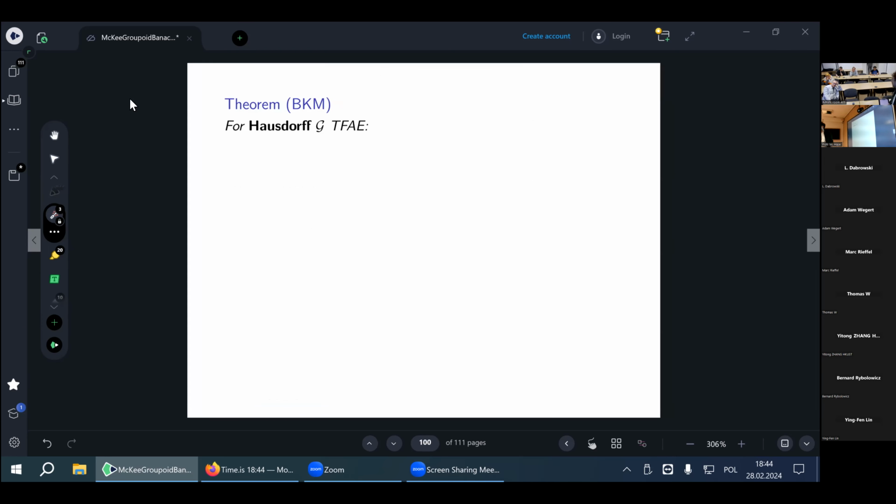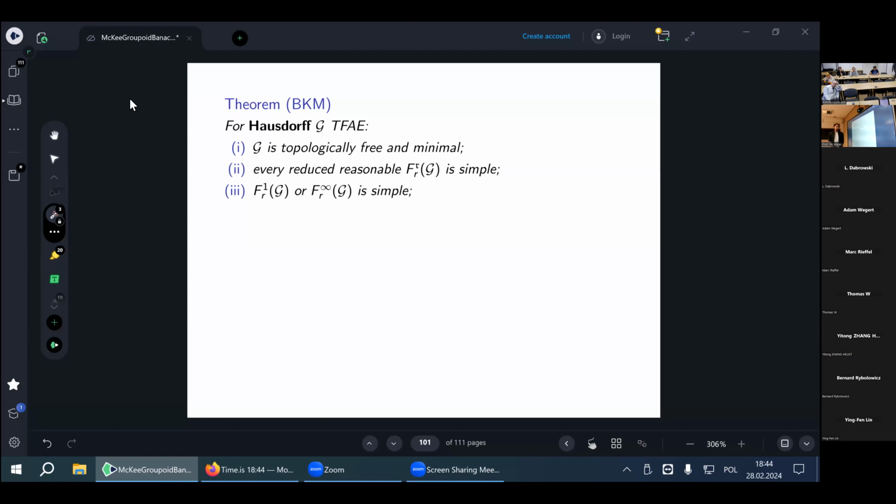And finally, the simplicity theorem. We have these two conditions again. G is topologically free and minimal. Every reduced algebra is simple.